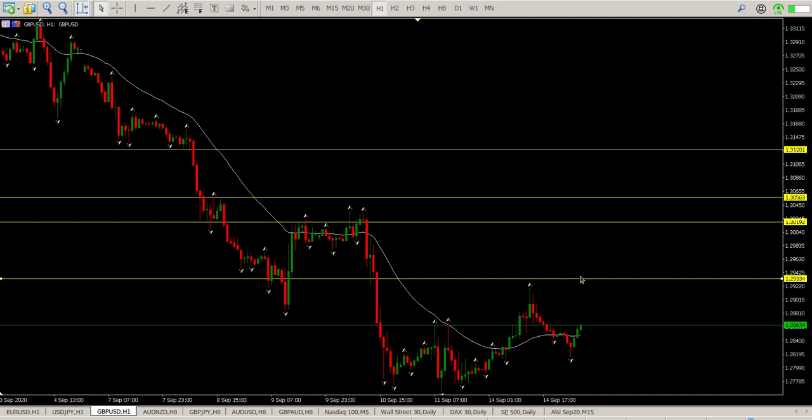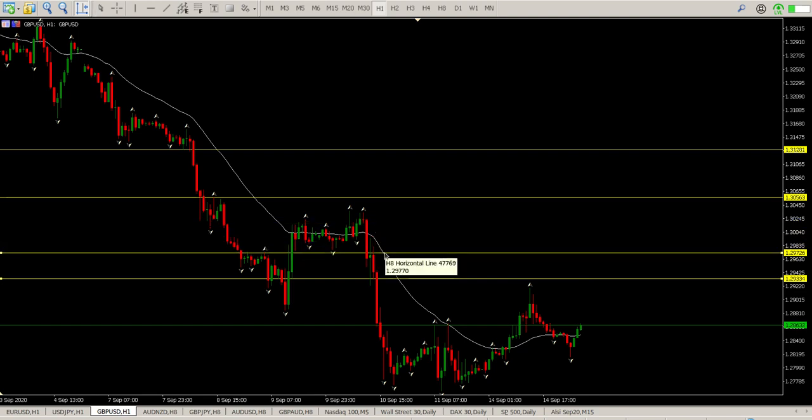And this is the area I'm looking for first. 1.29334. Failing that, let's adjust that. It's going to be somewhere in this zone here, which would be 1.29726. Stop above this area here of 1.30560.